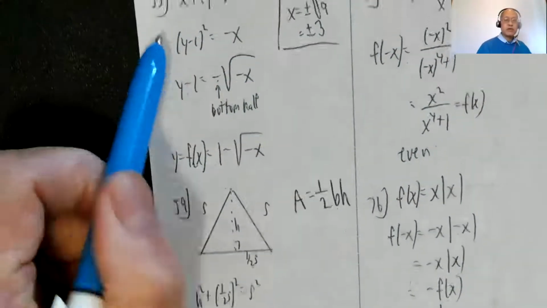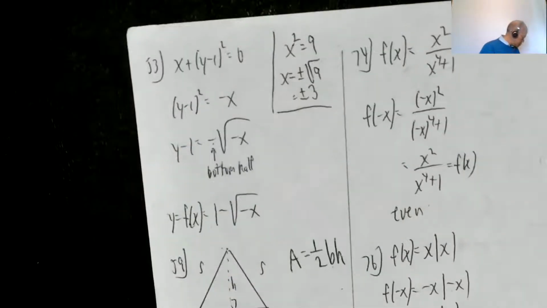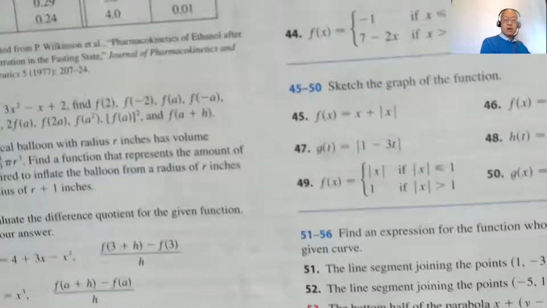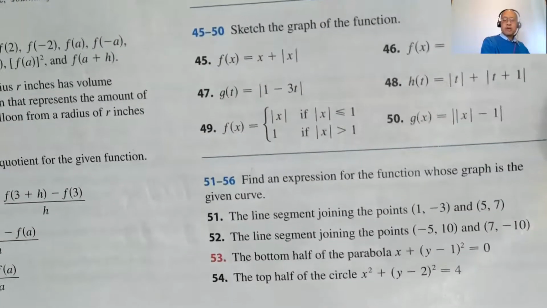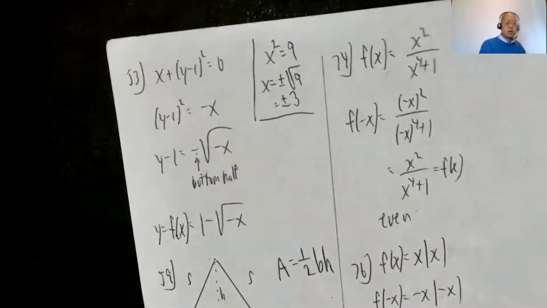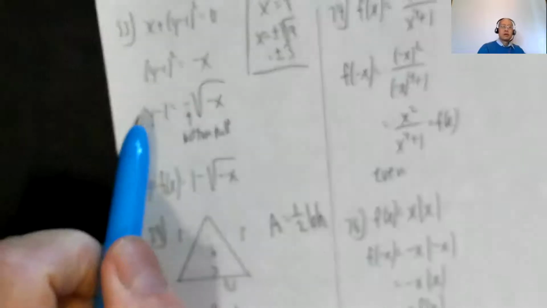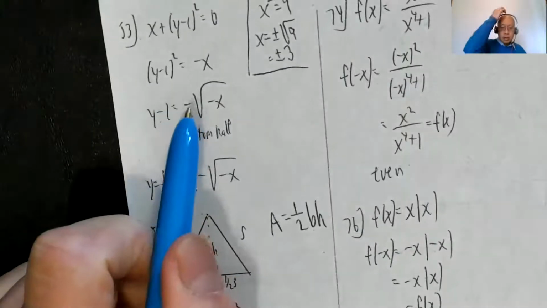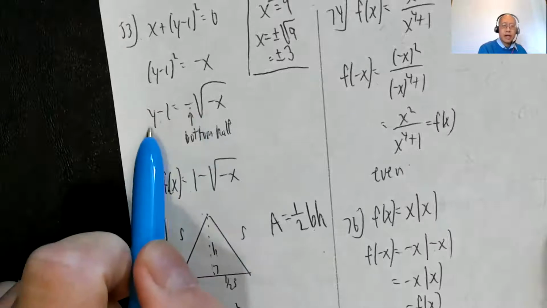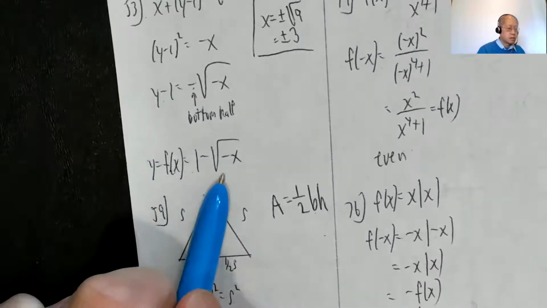Okay, 53, x plus y minus 1 squared equals 0. Find an expression for the function whose graph is a given curve. So I subtract x, take the square root of both sides. Okay, since it wants the bottom half, I put a negative there. And I add 1 to both sides. So f of x is 1 minus the square root of -x.